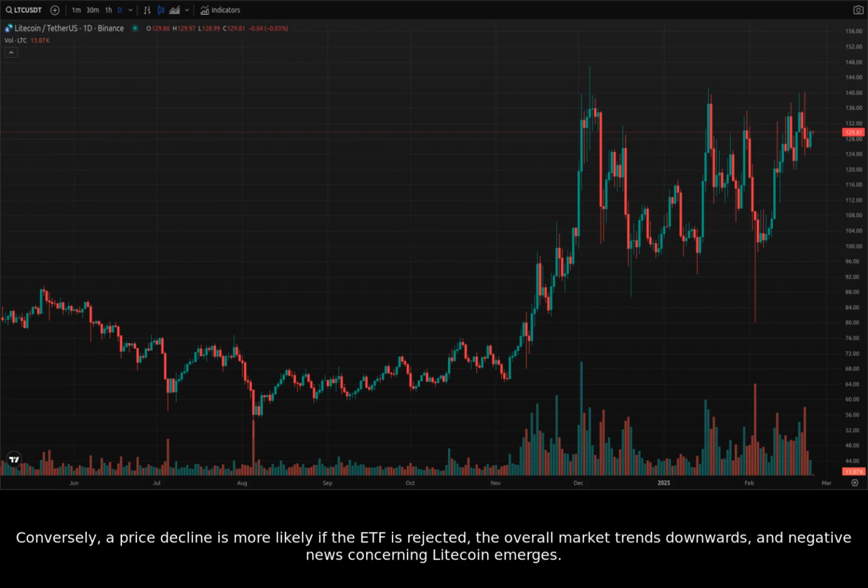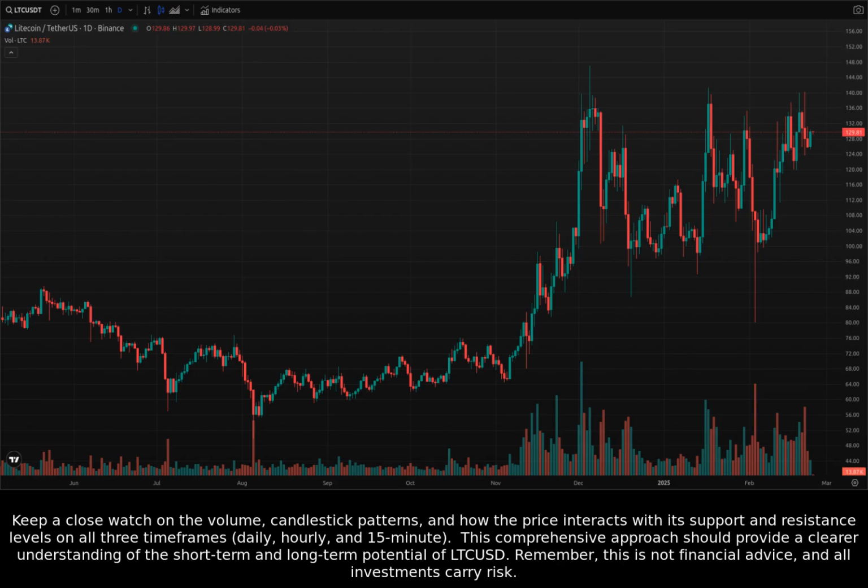Conversely, a price decline is more likely if the ETF is rejected, the overall market trends downwards, and negative news concerning Litecoin emerges. Keep a close watch on the volume, candlestick patterns, and how the price interacts with its support and resistance levels on all three timeframes: daily, hourly, and 15-minute. This comprehensive approach should provide a clearer understanding of the short-term and long-term potential of LTCUSD.